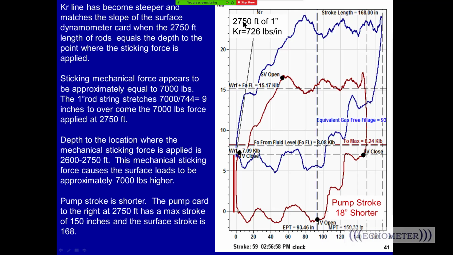And once we use 2,750 for the length of the sticking point, we can get the slope of this line to match the measured loads, and we can see a vertical line here where the friction force is being applied.